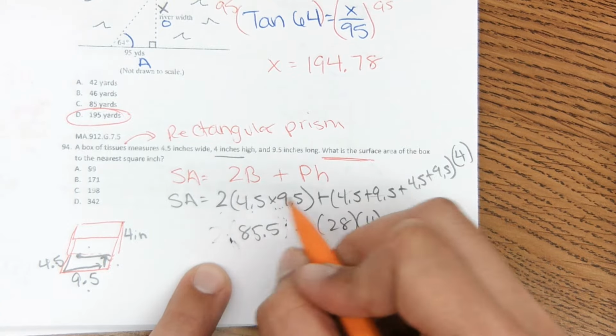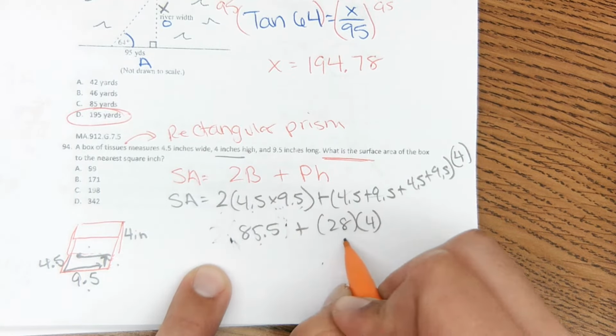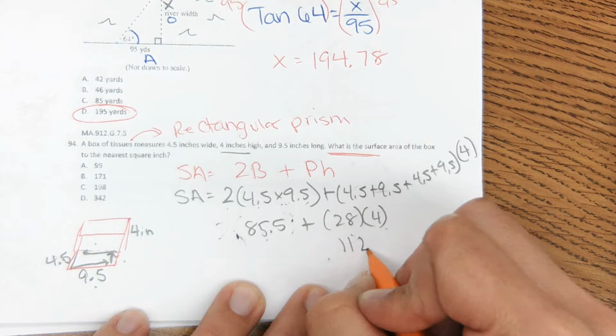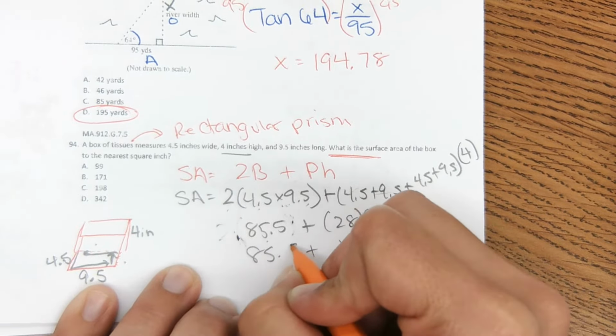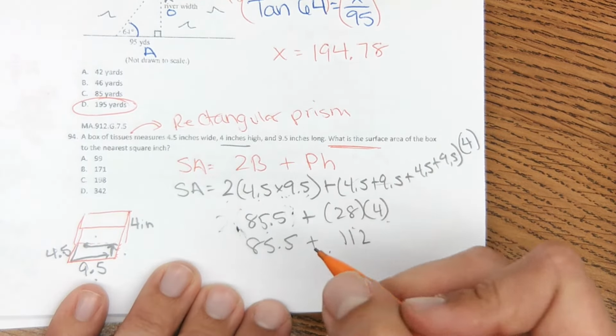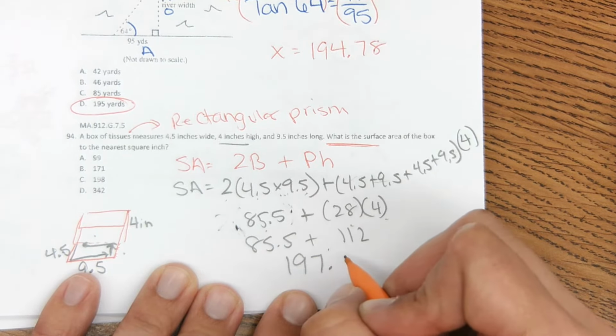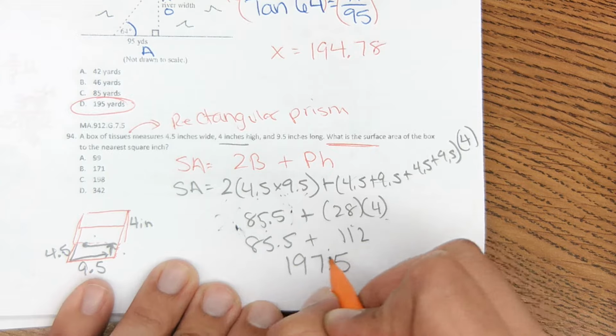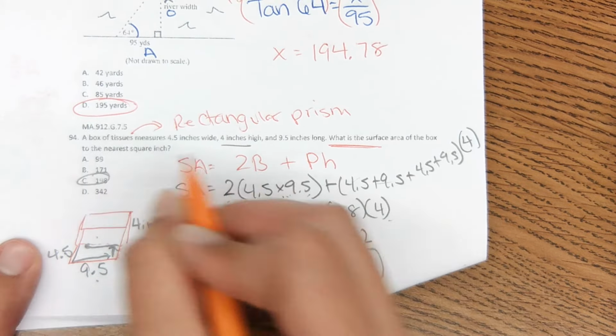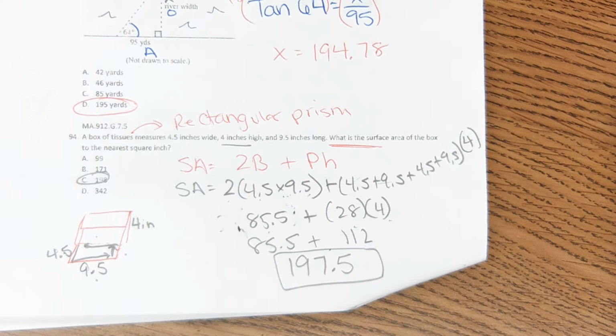So 2 times 4.5 times 9.5 is 85.5. Then I have 28 times 4, which is 112, plus 85.5. Add these two numbers up, and you get 197.5. C.